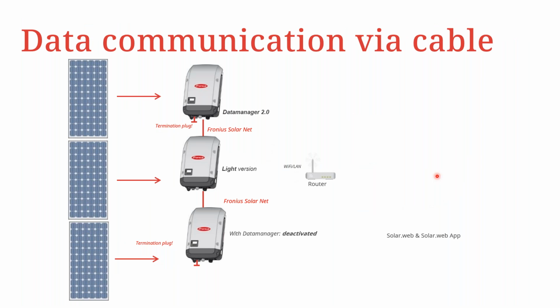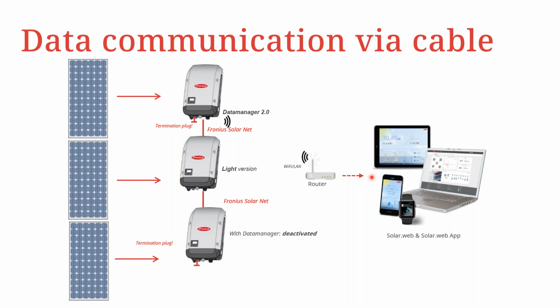And then via cable, this is, of course, only possible via a SolarNet ring. So you have your SolarNet connection, as you can see in this case. Once that is done, you can communicate with the router, and through that, you can obtain all the necessary information about the system.